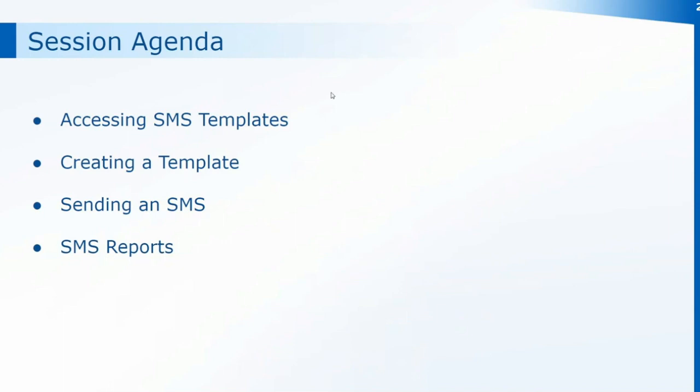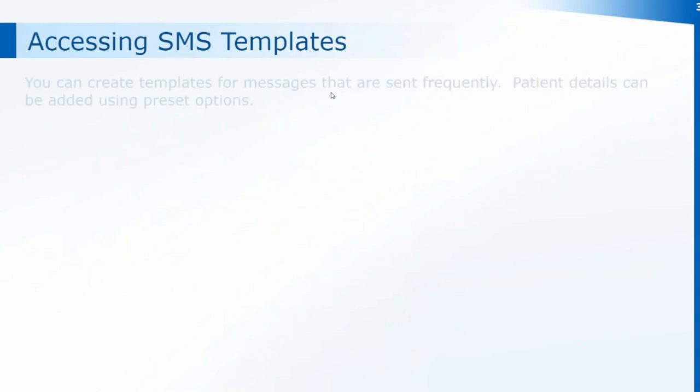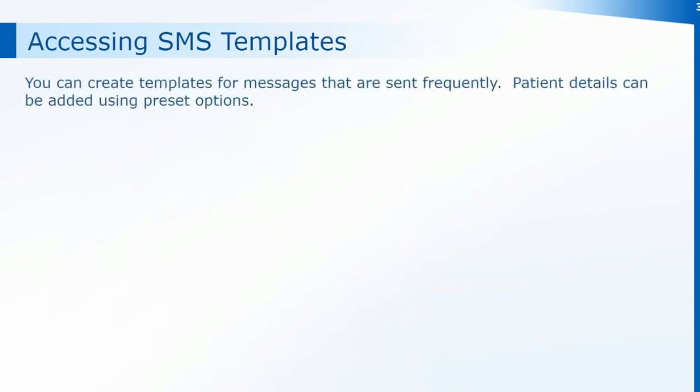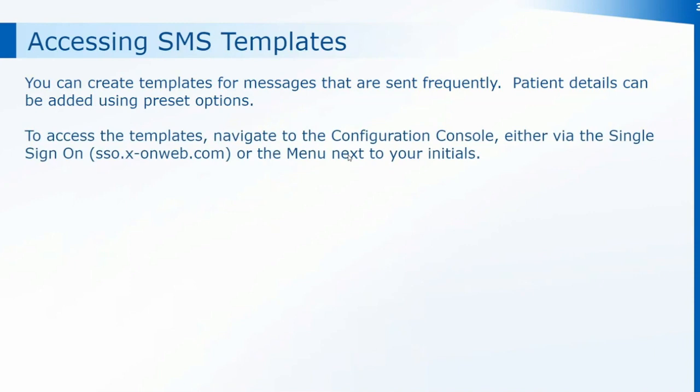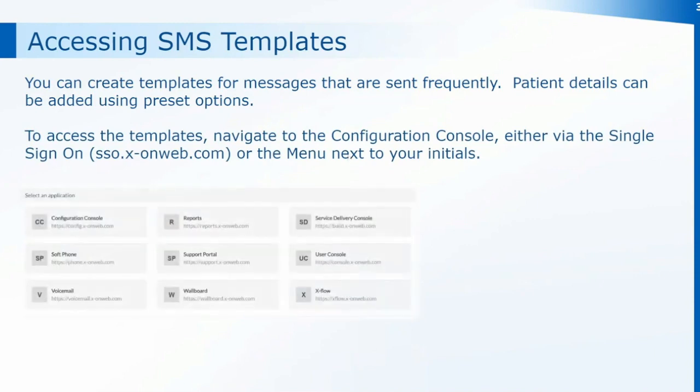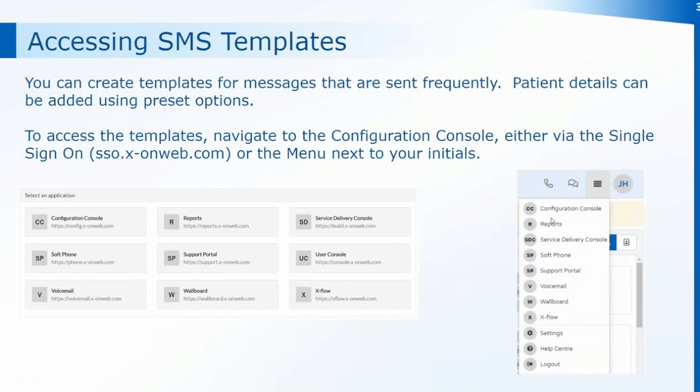So to access the SMS templates on Surgery Connect, you'll need to navigate to the configuration console. You can create templates for messages that are sent frequently from the practice, and patient details can also be added to the templates using preset options. To navigate to the configuration console, you can either go through the single sign-on window when you first log in and use the configuration console application from there, or if you're already logged into a console, click on the menu, which is the 3 lines next to your initials up at the top, and then you can navigate to the configuration console from whichever console you're already in.